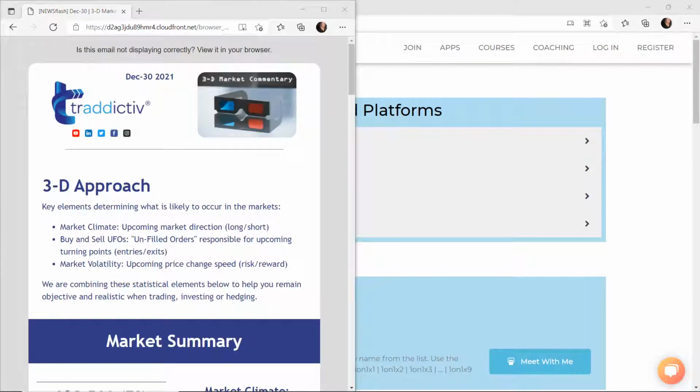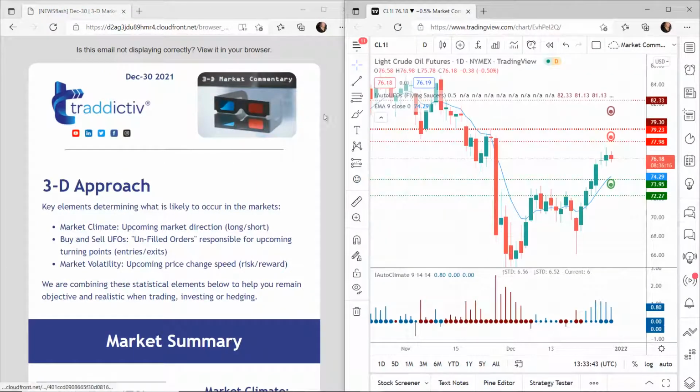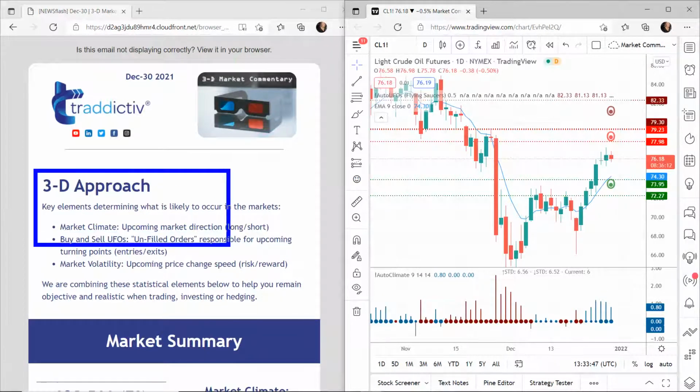Okay, so let me show you the email that I was telling you about. So this is the email that we send out every day. It's on the left-hand side, and of course relevant to market data, which is on the right-hand side. So the 3 different elements that we look at.